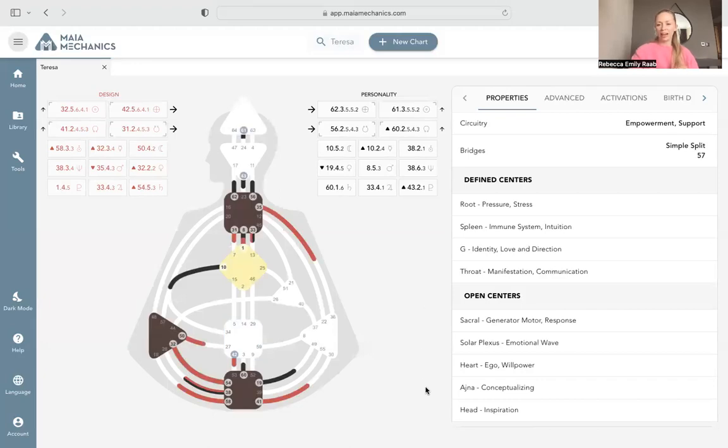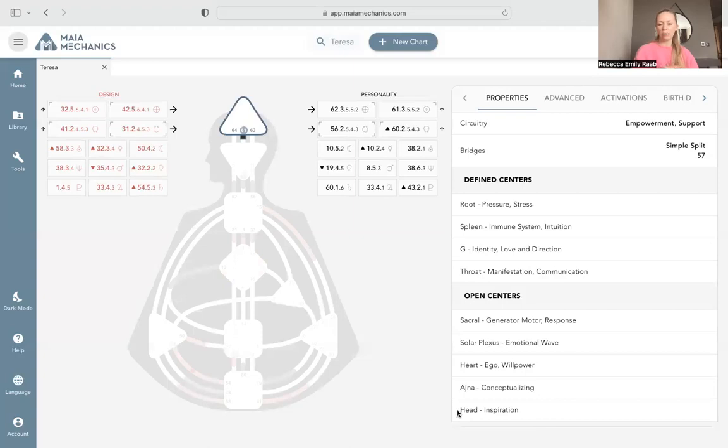We have the head center. This is our inspiration center. This is receiving pressure from outside of us to think. There's lots of inspiration coming through, lots of questions coming through, like, what is this? And why is this? And what if this happens? And why is this? And we feel this pressure building up, so we act on it.